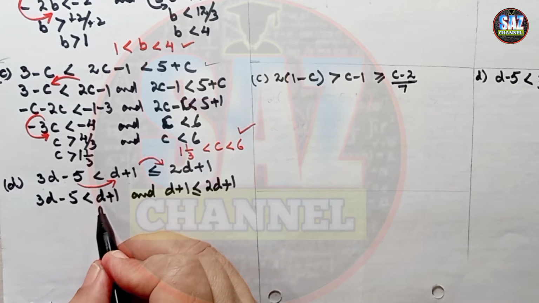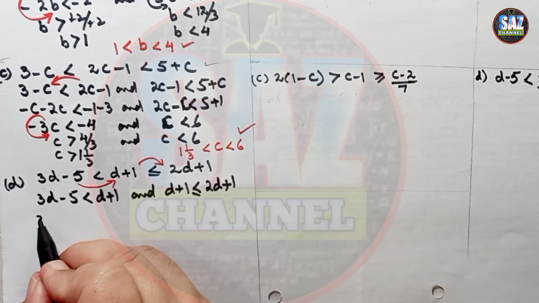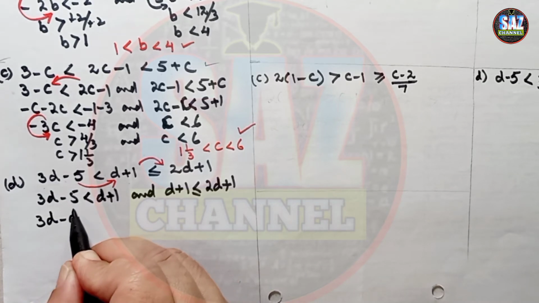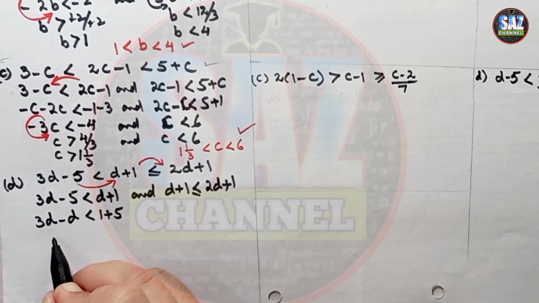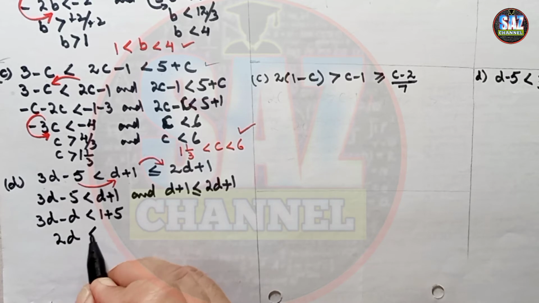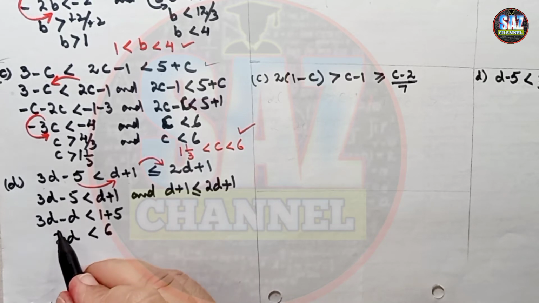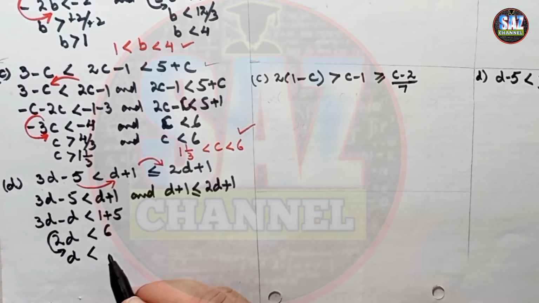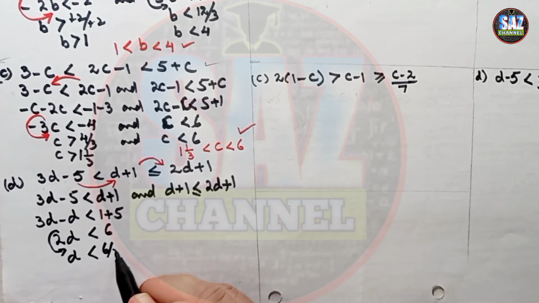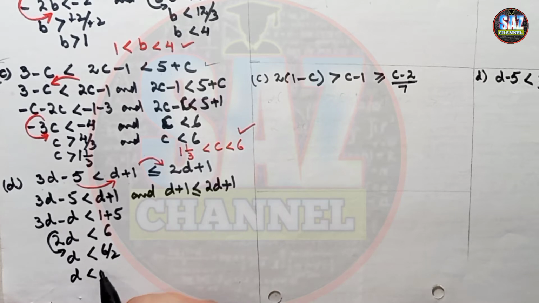Now shift the like terms to the same side. 3d minus d is less than 1 plus 5. 2d is less than 6. Shift 2 to the other side. d is less than 6 upon 2, or d is less than 3.